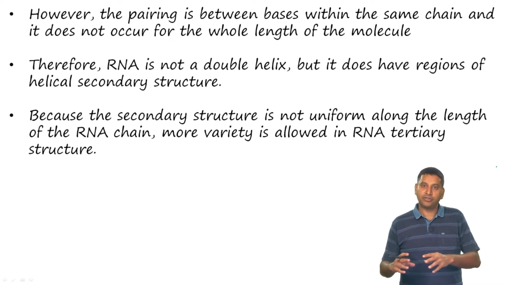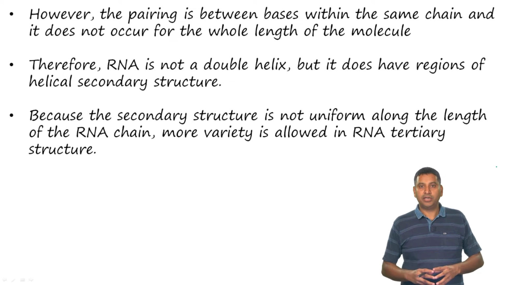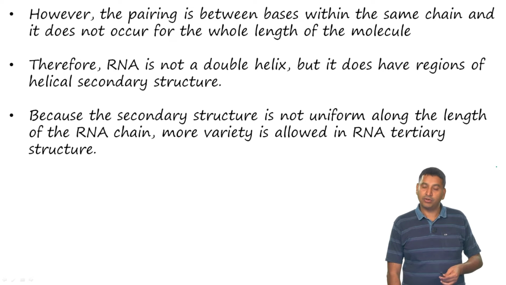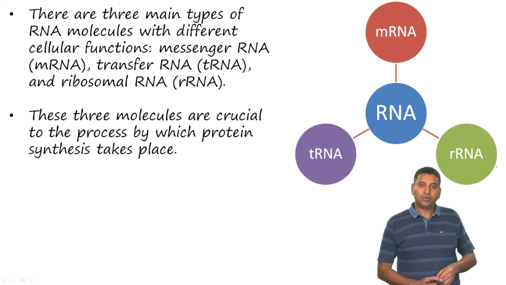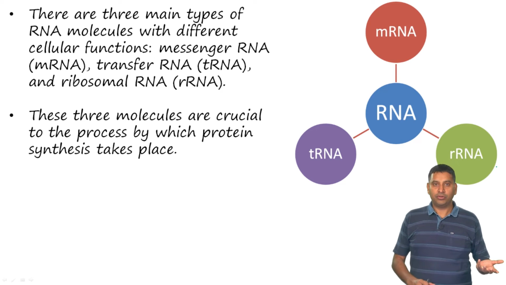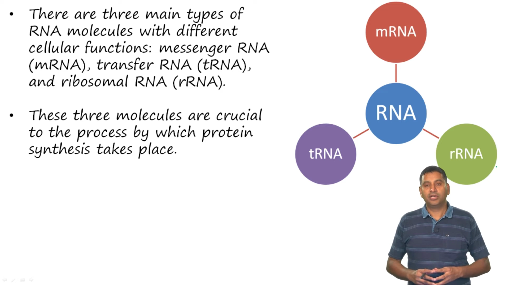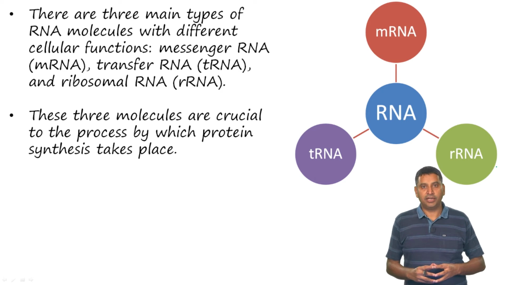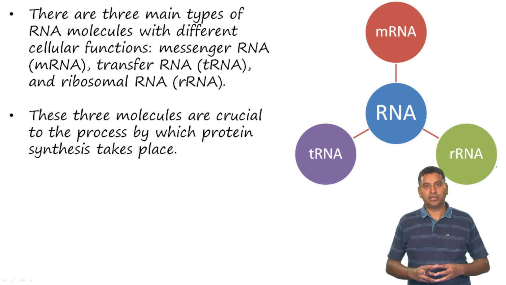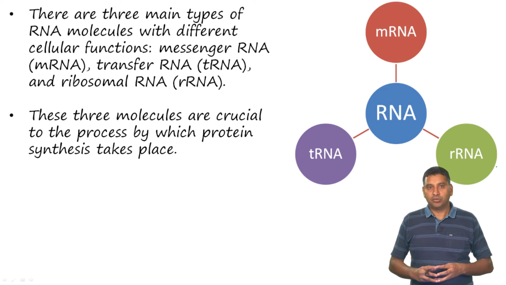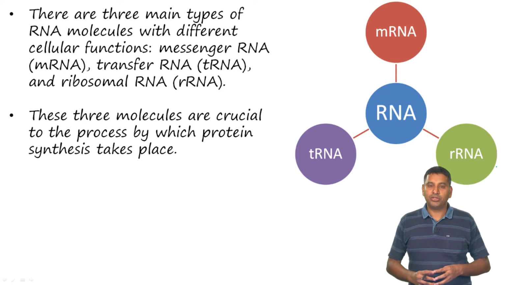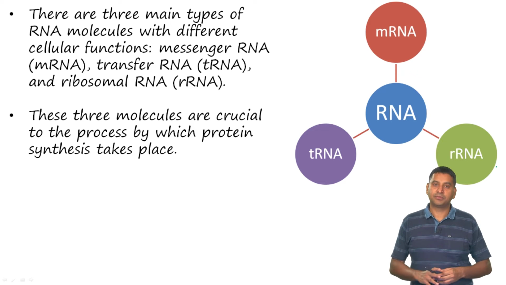And because the secondary structure is not uniform along the length of the RNA chain, a lot of variety is incorporated in the RNA tertiary structure. We will look into some of these aspects later on in this lecture. There are three main types of RNA molecules. The first one is messenger RNA, which we already referred to earlier, which is the one that takes the code from DNA. The second type of RNA is called the transfer RNA, and the third one is called the ribosomal RNA. These three molecules are crucial for the process of protein synthesis.